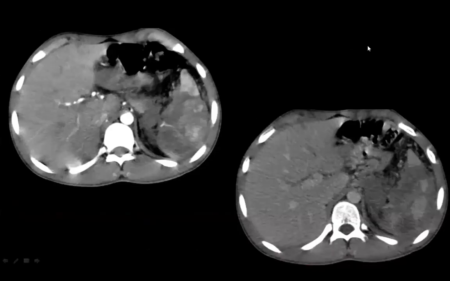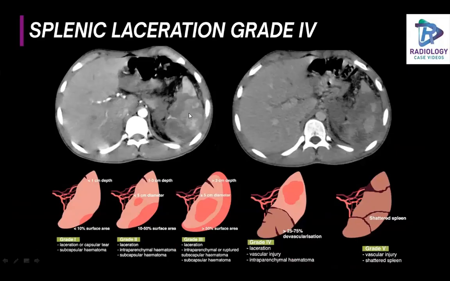This is a case of trauma, and you can see here there are multiple lacerations in the spleen, contusion and laceration. The laceration is going through and through, extending up to the hilum. However, there is no active extravasation of the contrast material, and some of the vascularity is preserved. The main vascular pedicle is also intact. So according to the AAST grading of splenic trauma, this is classified as grade 4 injury.